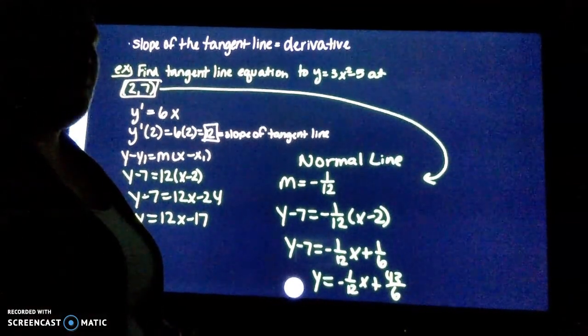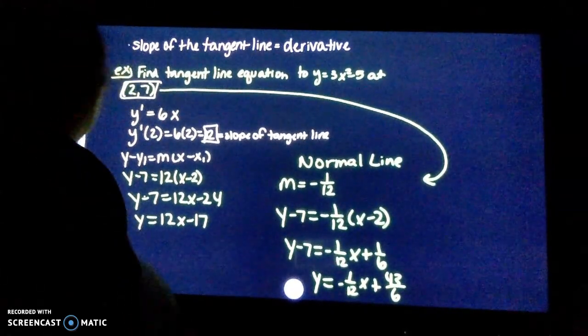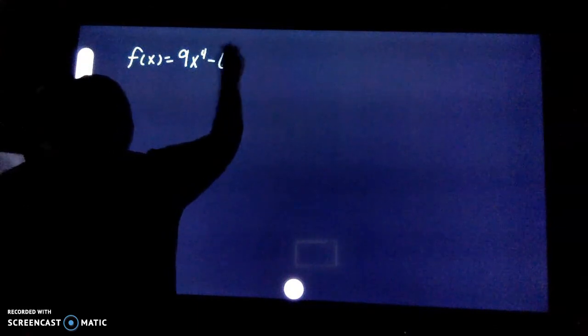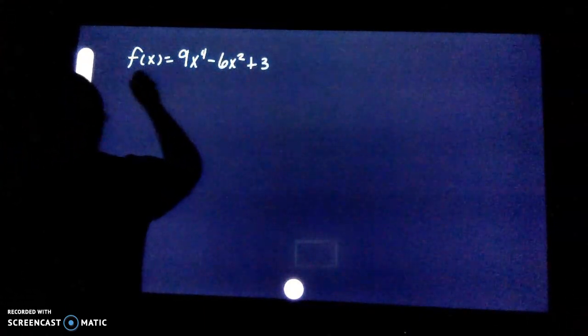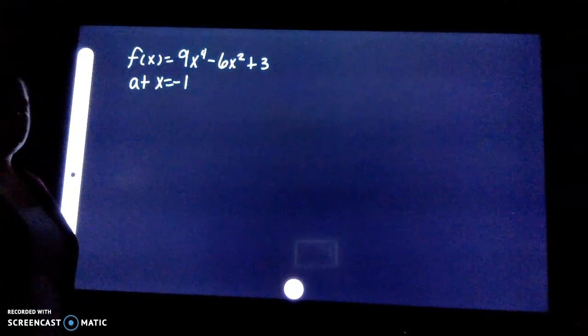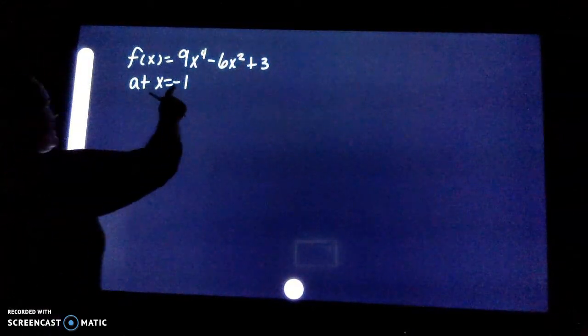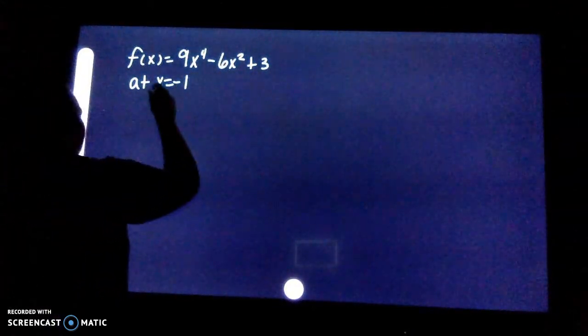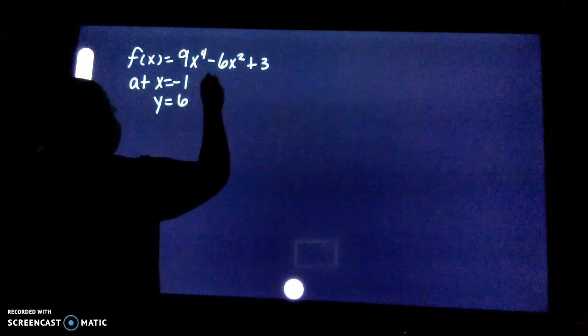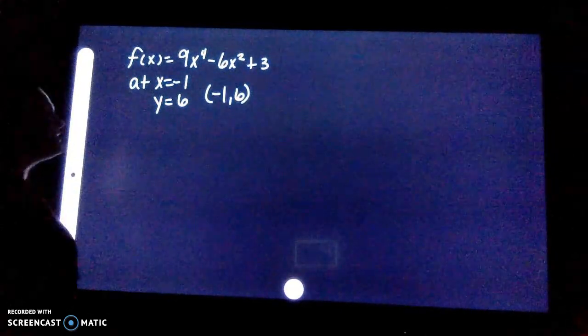So let's go ahead and do another example, but they really don't get any more complicated than this. Another example I have is a function equal to 9x to the 4th minus 6x squared plus 3 at x equals negative 1. Like I mentioned before, I really can't start until I have a full xy pair. So I need to take this x equals negative 1 and plug it into that equation for x. When I do that, I get the answer of 6. So the point I will be using is (-1, 6).